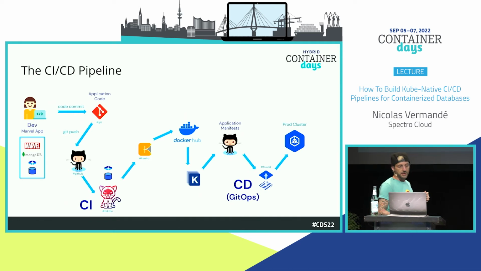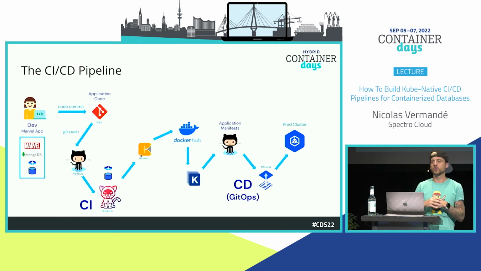So the first step is going to be to build the container image using Tekton and push it. So here we are in Tekton. We are pushing that image to Docker Hub. To build the container, we are using Kaniko. So this is how you build images.